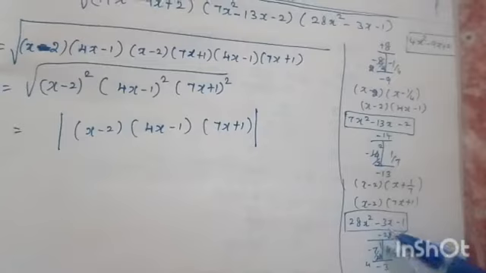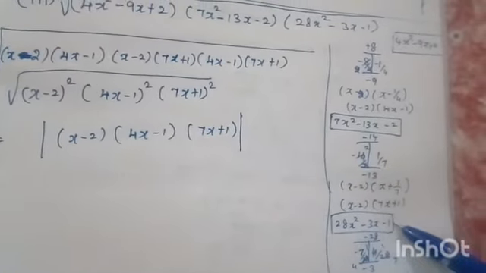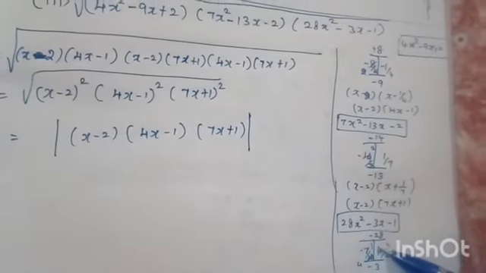Third one, 28x squared minus 3x minus 1. The product value is minus 28 and the adding value is minus 3. So 7 4s are 28.